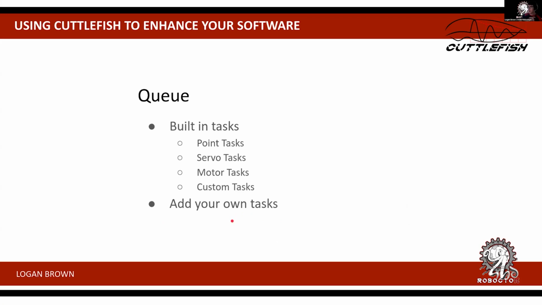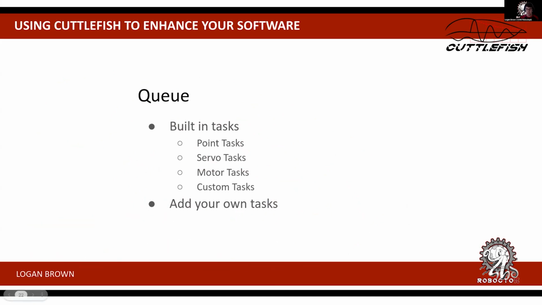Where was I? Oh yeah, built-in tasks, a bunch of built-in tasks. You can also add your own tasks. So even if you want to have your own custom code, like say your own custom navigation system, and you also want to use Cuttlefish, you can totally do that and just add that to this queue system. That means Cuttlefish doesn't inhibit or impede you from using your own custom code.